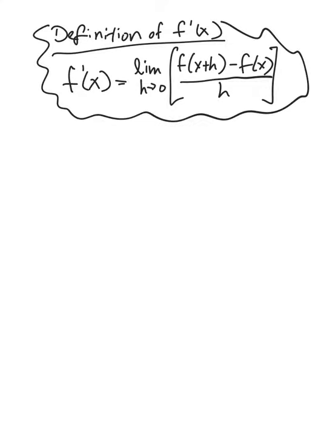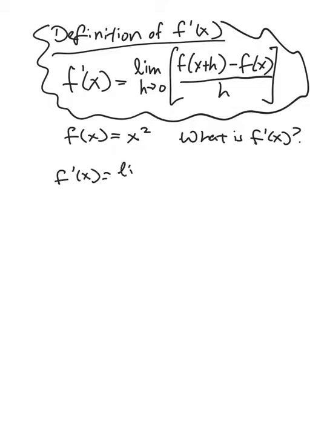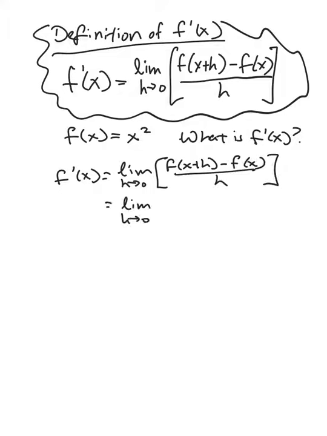So we can use this definition to find the derivative of a function like if f of x equals x squared, that parabola. What is f prime of x? We can use this definition of the derivative. F prime of x equals the limit as h approaches 0 of f of x plus h minus f of x all over h. And then I'll start to work on it.